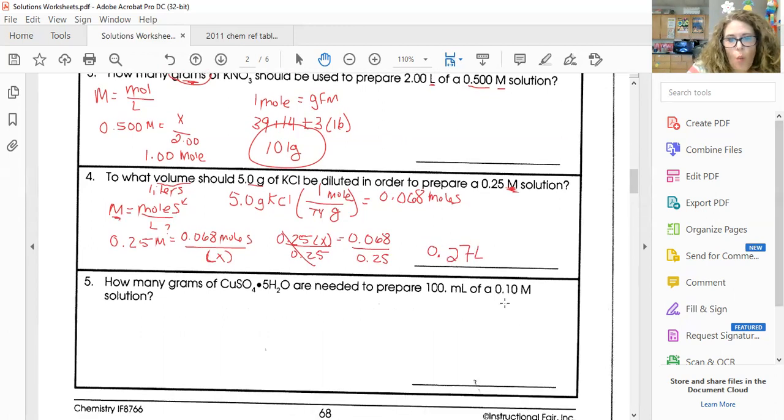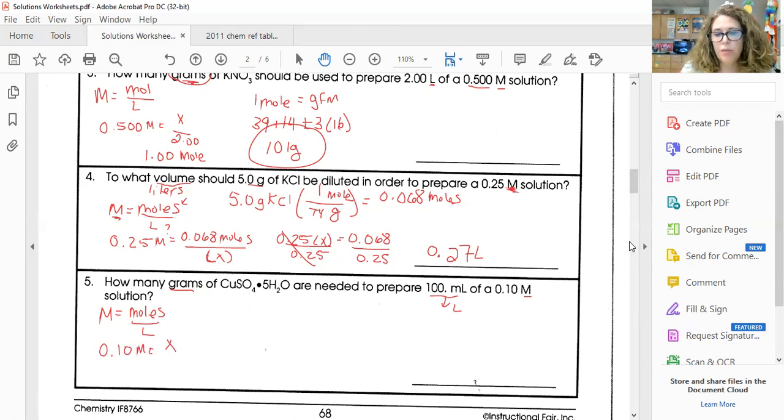All right, last one. Okay, how many grams? That means the last step I'm going to do is converting from moles to grams, right? Because that means I need moles. I have 100 milliliters. First of all, that's milliliters, and I need to convert that to liters. And here I have my molarity, which is my capital letter M. So we're going to start with our molarity formula, right? Molarity is equal to moles over liters. My molarity is 0.10, and I need to find the moles before I can get those grams.